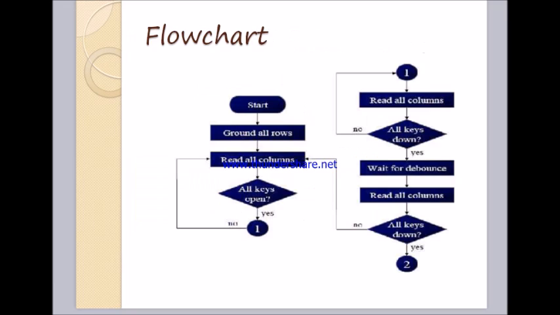I am Purnendu, registration number 14BEC0849, and I'll be explaining the flowchart for keyboard interfacing with the 8051. We start by grounding all rows and reading the columns to check for a closed key. If no key is found, we continue reading the columns until one is found.